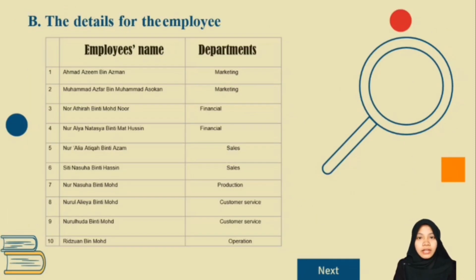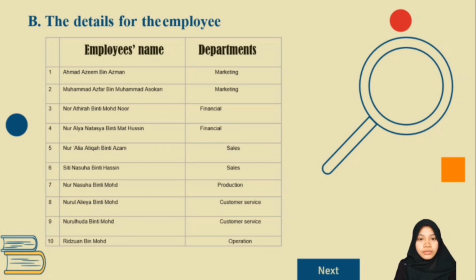Next are the details of the employees. We have 10 employees. First is Ahmad Azeem bin Azman as marketing. Second is Muhammad Azfar bin Muhammad Asokan as marketing. Third is Noor Athirah binti Muhammad Noor as finance. Fourth is Noor Alia Natasya binti Hussin as finance. Fifth is Noor Alia Atiqah binti Azam as sales. Sixth is Siti Nasuha binti Hassin as sales.